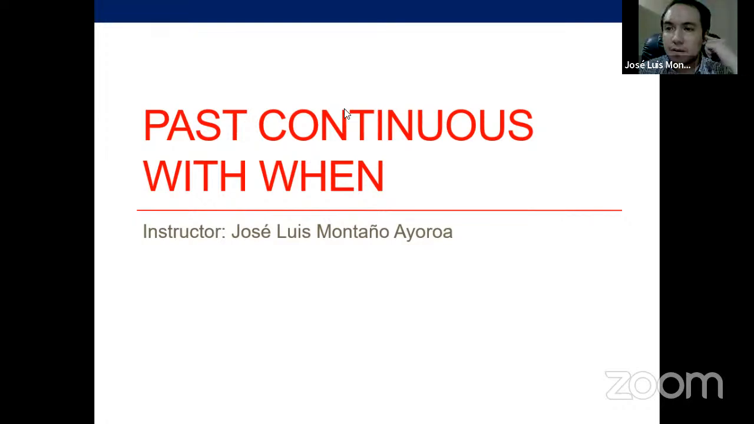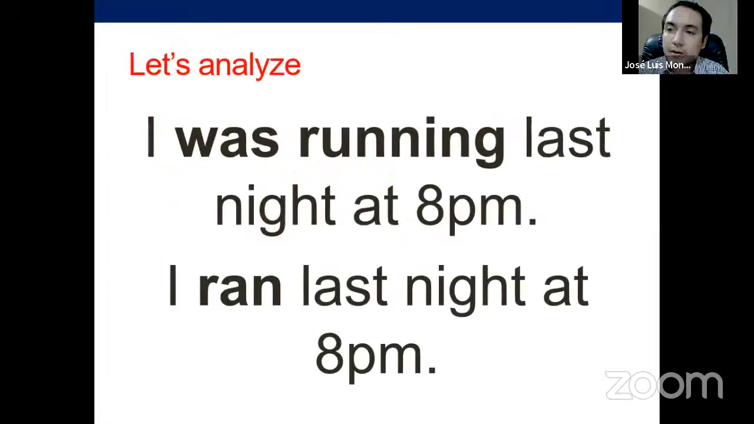Okay, so let's begin with this. The past continuous is used for a very specific situation. I was running last night at 8 p.m. I ran last night at 8 p.m. Both are past ideas. The first one is past continuous, the second one is simple past. But we need a good reason actually to use the past continuous. Because if not, we can simply say I ran last night at 8 p.m. Because that's definite. We go straight to the point and we mention what happened, and that's it.